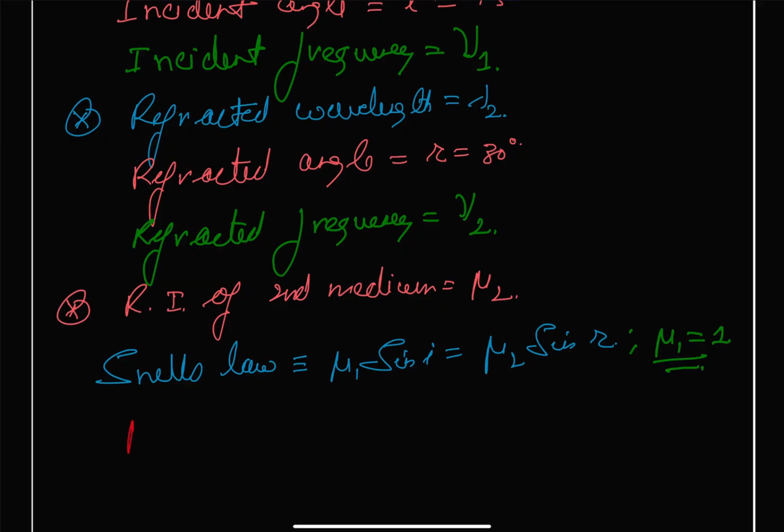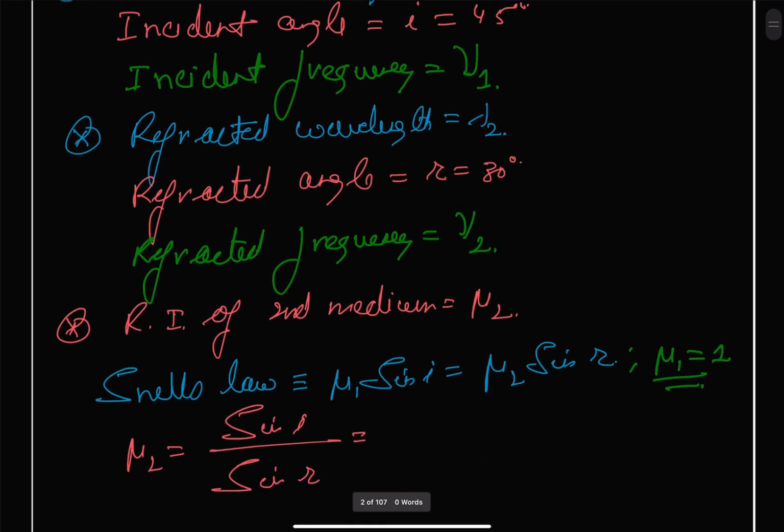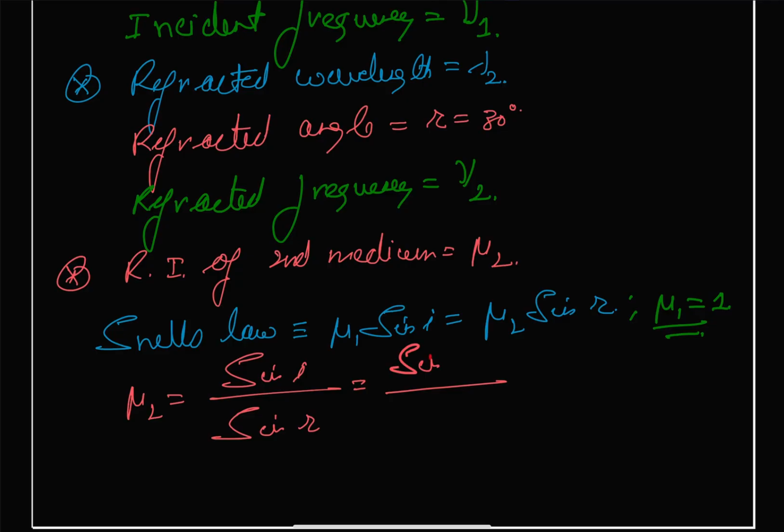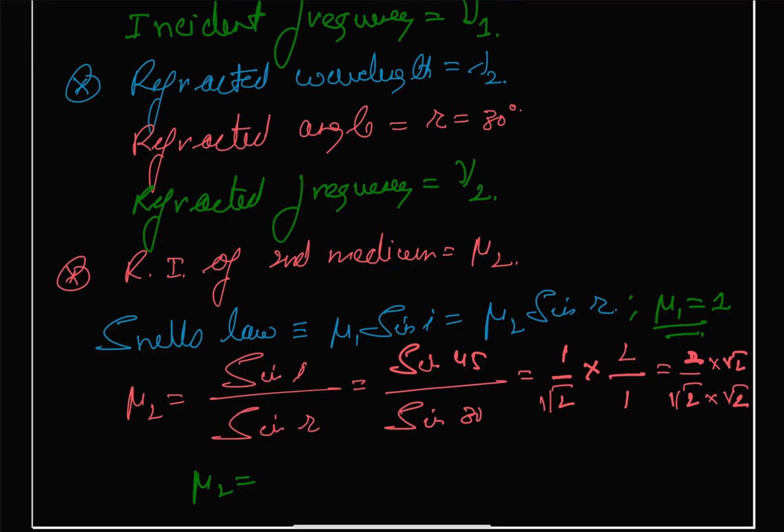Therefore we can write that mu 2 will be the ratio of sine of incident angle and sine of refracted angle. Incident angle is 45 and refracted angle is 30. This is sine of 45 over sine of 30. Sine of 45 is 1 by root 2, and sine of 30 is half. So this comes as 2 by root 2. We can just rationalize it. This gives us that our mu 2 will be equal to square root of 2.